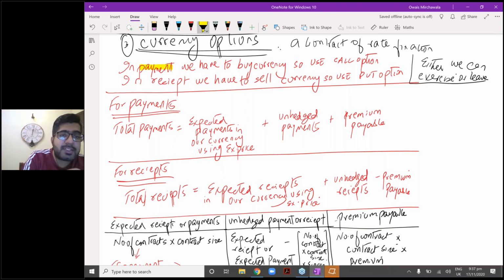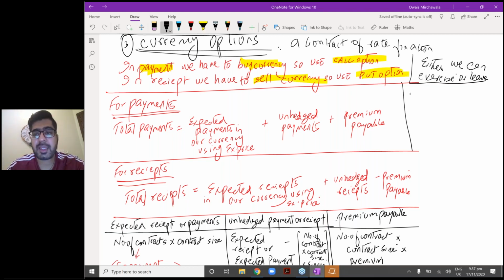Remember, whenever you need to pay someone, you need to buy currency from the money changer. Buying means you will always use a call option. Call means buying contract. And in a receipt, you have to sell something. If you're receiving something, you will sell it to the money changer. So selling means you will use a put option. People have this learning habit that in payment we use call and in receipt we use put.